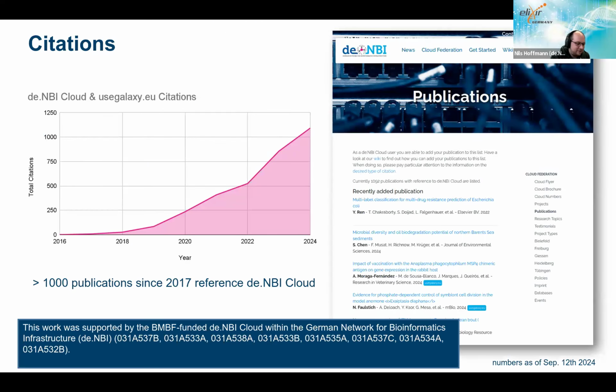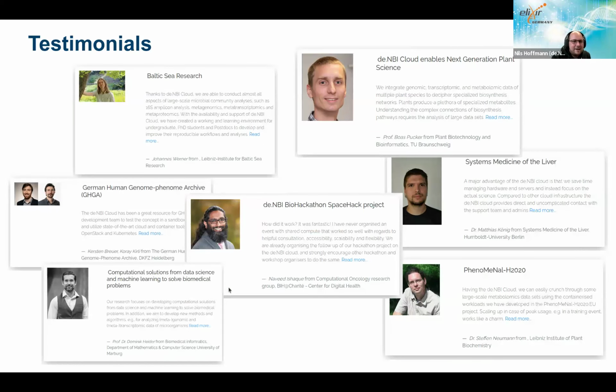Yeah, if you run a cloud infrastructure, you always have to justify that your funding agencies are pouring a lot of money into you. And one way of showing them some impact is, of course, to list citations. So the de.NBI Cloud since 2017 has been cited more than 1,000 times, including Use Galaxy. So I would say 60, 70% are probably Use Galaxy citations in this case, and the rest are plain de.NBI Cloud citations.